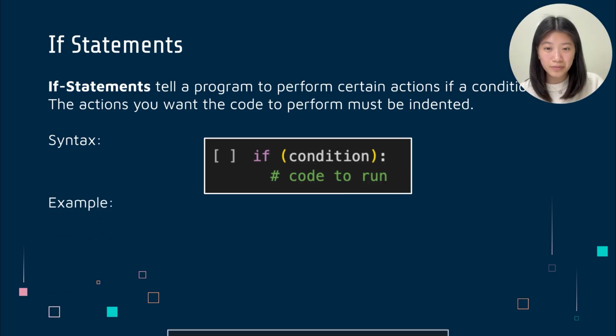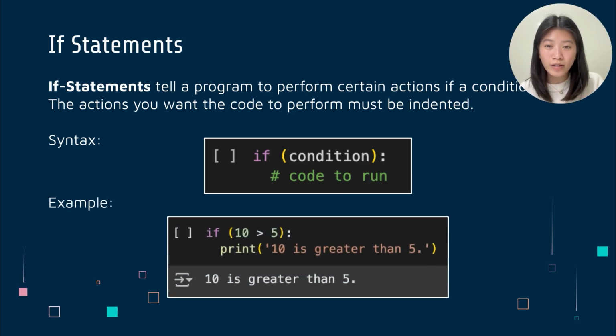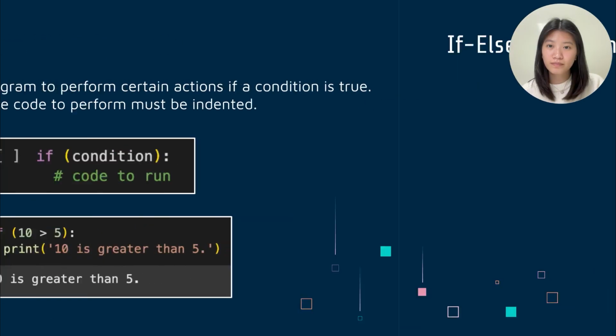So as an example, I have written out if 10 is greater than 5, and then the colon sign, and then on the next line, I indented this print statement, which prints the string 10 is greater than 5. And when I run this code chunk, it's going to output 10 is greater than 5. And that's because the conditional 10 is greater than 5 is going to evaluate to true, and we're only going to run the code in the code chunk below the if statement if that conditional is true.